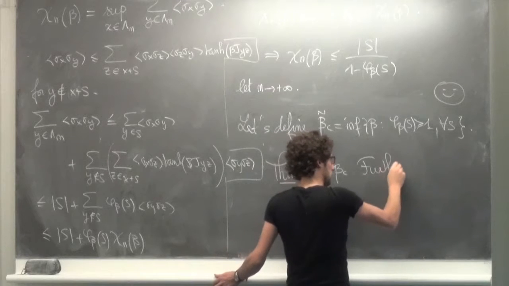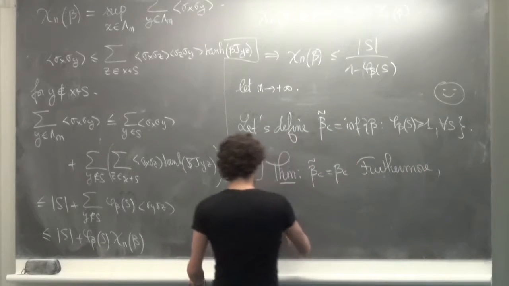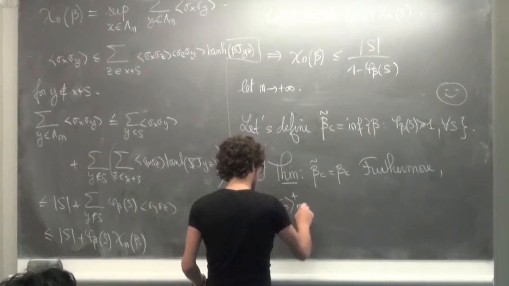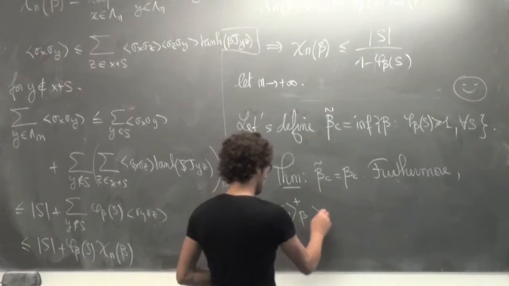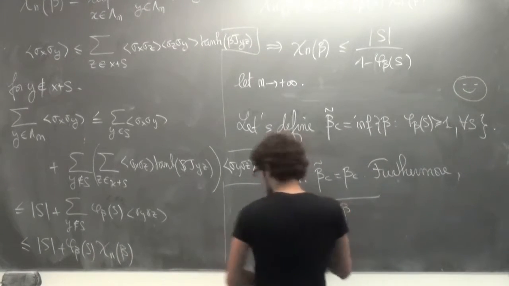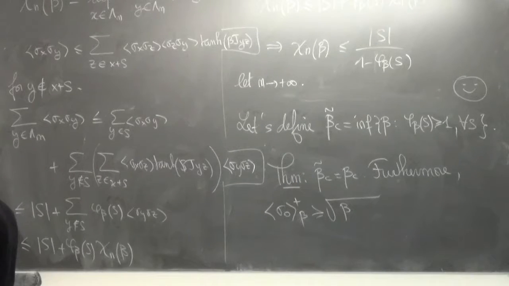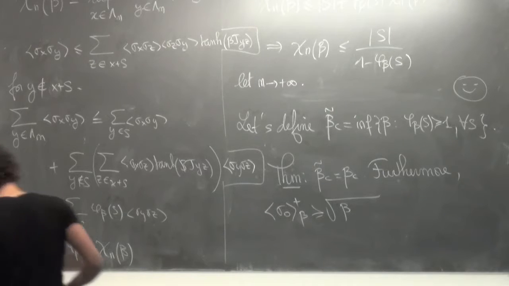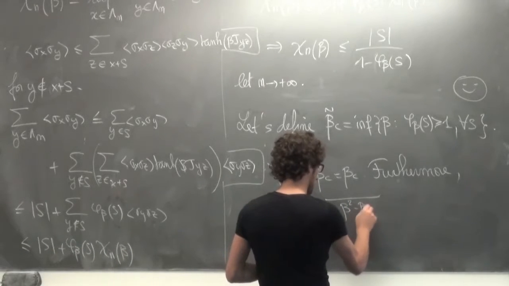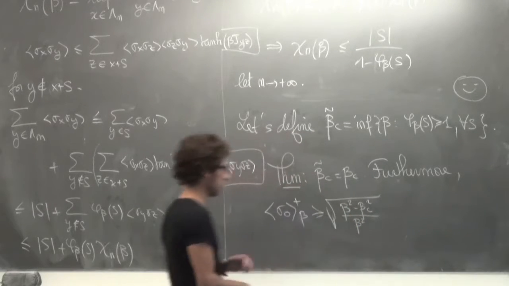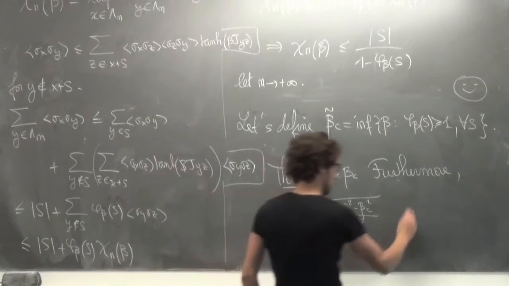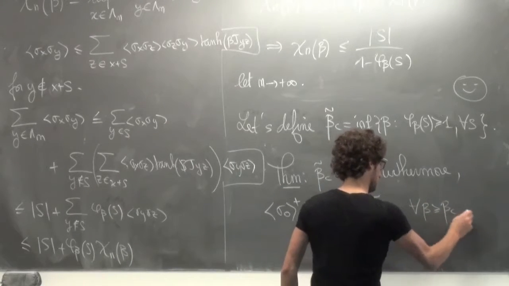Furthermore, if I look at the magnetization, <sigma_0>_beta^+ above beta_c is going to be larger than square root, and let me try to get the right constant because it's actually a nice one. It's going to be the square root of, I think, beta minus beta_c divided by, yeah, perfect. Square root of beta squared minus beta_c squared divided by beta squared for every beta larger or equal to beta_c.